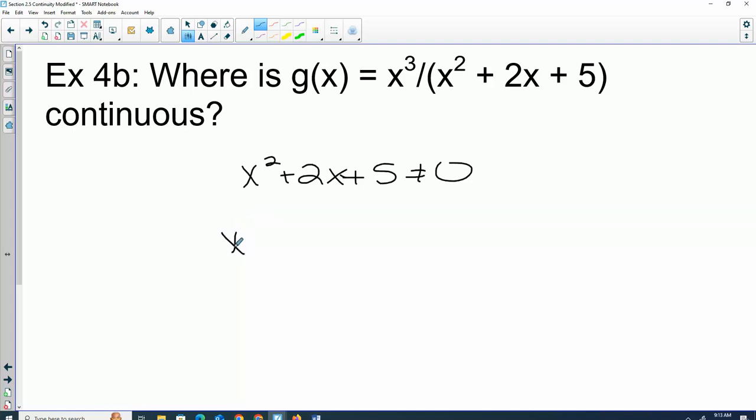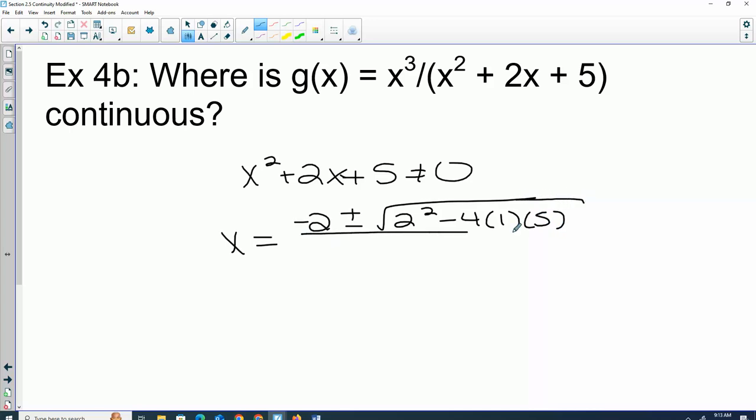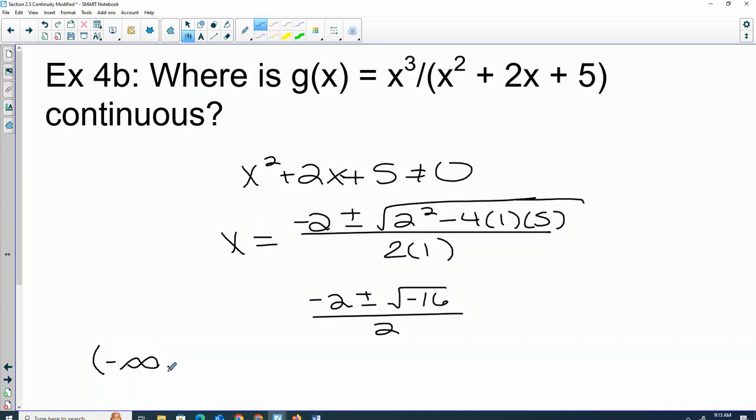No. If I did the quadratic formula, opposite of b would be plus or minus the square root of b squared minus 4ac, all over 2a. Getting 4 minus 20, which is a negative 16. What happens if you're getting a negative under your radical? Imaginary. Is that going to impact our graph then? No. So where would this one be continuous? Everywhere. Because the only place it wouldn't is imaginary.